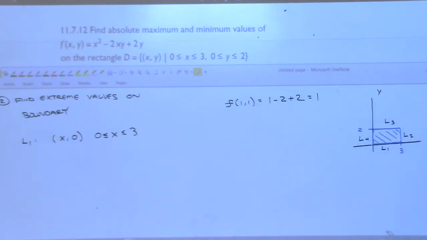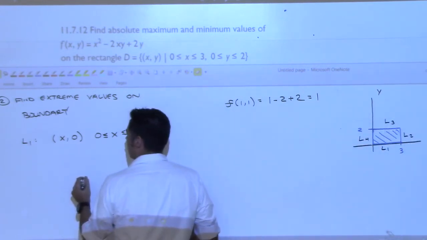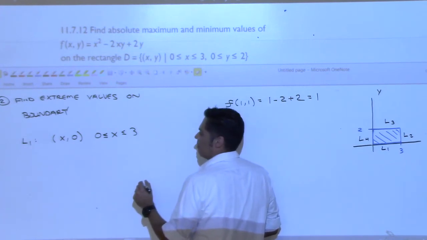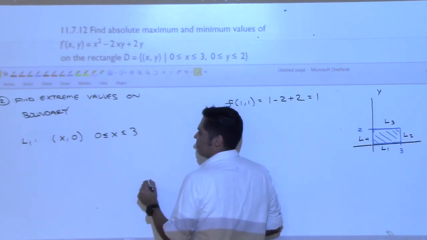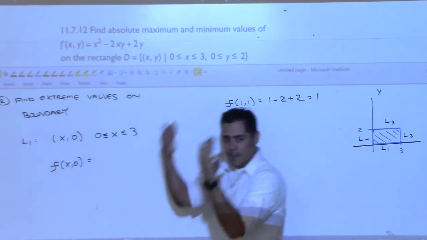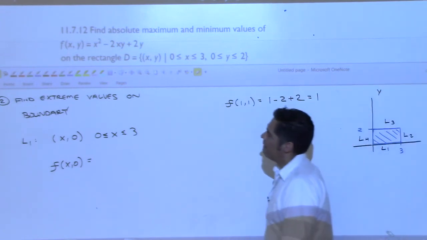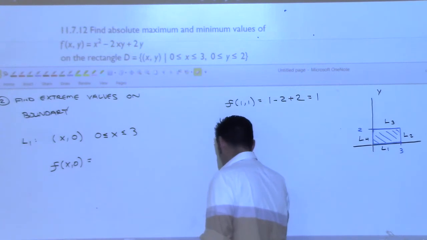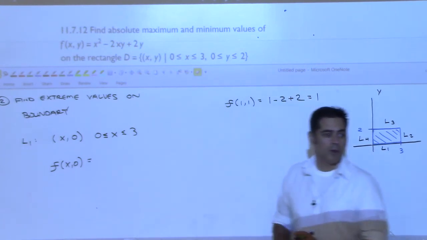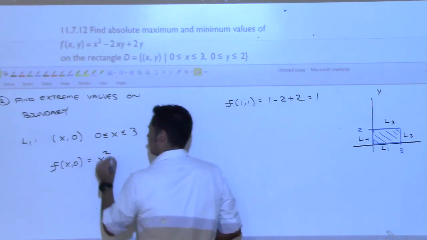Next, on L1, we are going to find f of (x, 0). We take those points and see what they look like when we plug them into the surface. When you plug (x, 0) into the original surface, we get what? x squared.